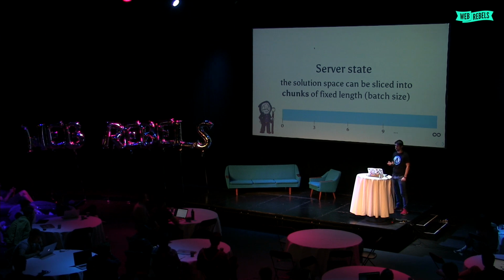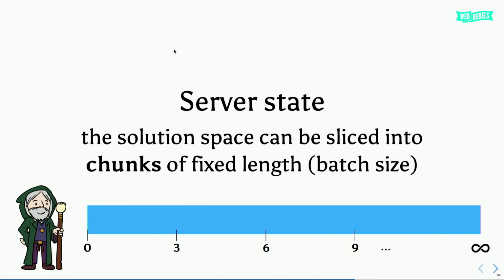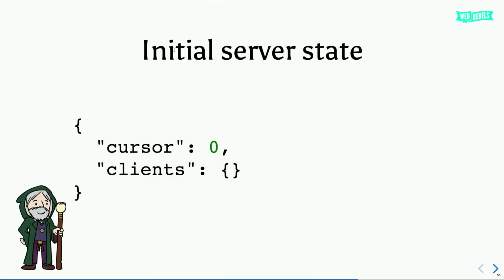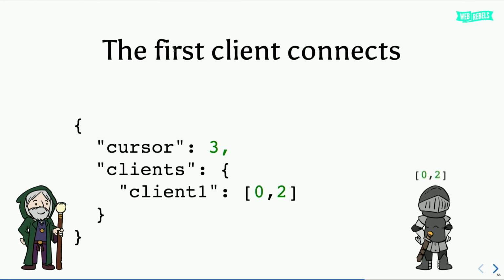For example, let's say that we define that our chunks are of size 3. So we will have the first chunk that goes from 0 to 2, then 3 to 5, then 6 to 8, and so on. So the initial server state can be represented as this. There is a cursor that starts from 0, and there is an empty map for clients. So at some point, a client is connecting to the server, and it will receive the first batch to be processed. So it basically just receives something that is saying, OK, you have to start from 0, and you have to go up to 2. And the state is updated immediately. So now the cursor is pointing to 3, which indicates the next batch. And then there is a client connected.